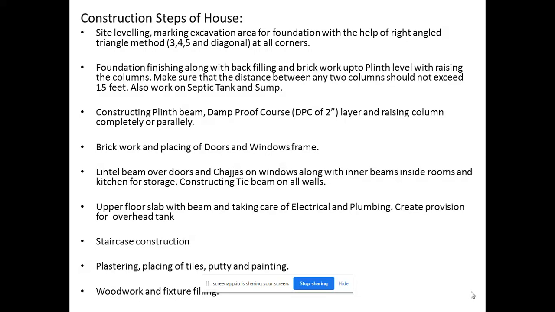Afterwards, the upper floor slab with beams, taking care of electrical and plumbing at the same time, and you need to create a provision for the overhead tank on the top floor. Staircase construction is also a very important step, after which we need to focus on plastering, laying of tiles, applying putty and painting. Only in the last step do we work on the wooden wardrobes, fixing of doors, all kinds of shelves, shelf doors, and so on.